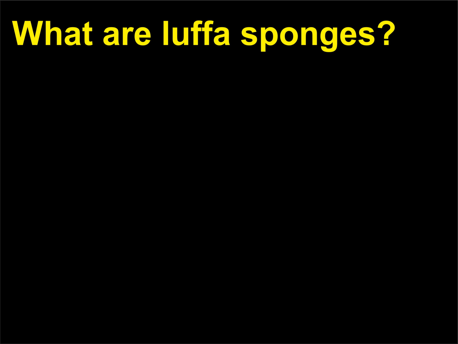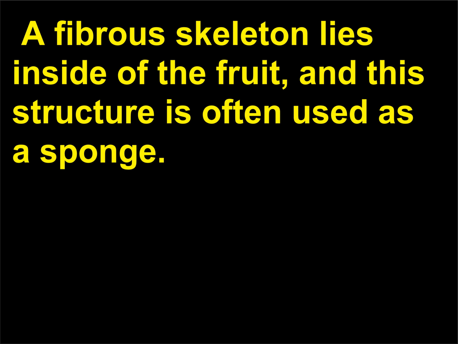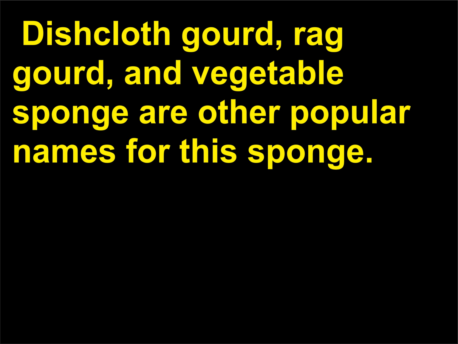What are loofah sponges? Loofahs are non-woody vines of the cucumber family. A fibrous skeleton lies inside of the fruit, and this structure is often used as a sponge. The term loofah is commonly used when this material is used as a sponge. Dishcloth gourd, rag gourd, and vegetable sponge are other popular names for this sponge.